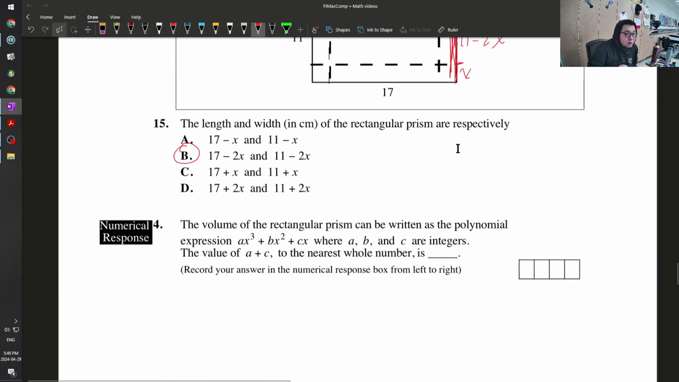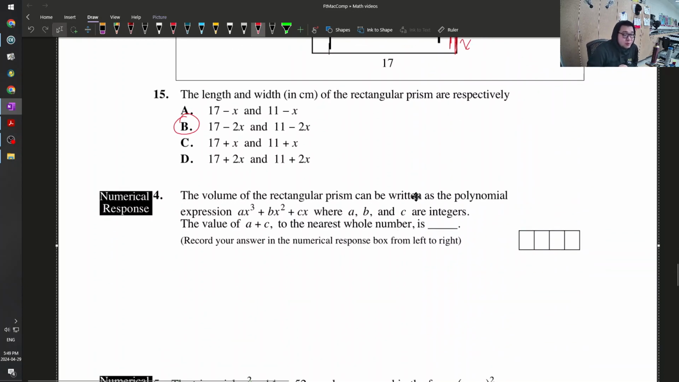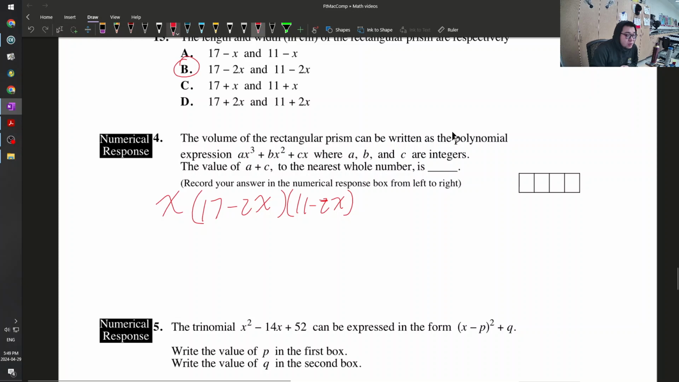Okay, what is a volume? So volume of a rectangular prism is length times width times height. We know the length and width already: 17 minus 2x times 11 minus 2x. And what is my height? Well, when the shape is folded up, my height is x. So just x times this. We're going to multiply the two things on the inside and then multiply x on the outside.